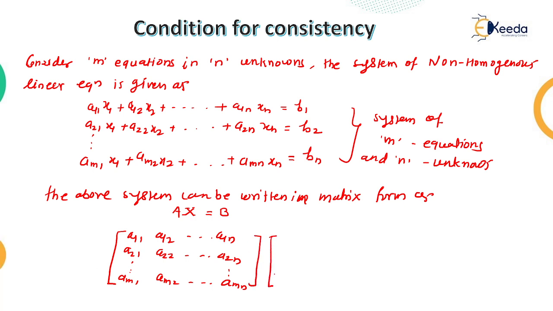After that you take the matrix X, capital X, as the matrix of unknowns, this is x1 x2 and so on xn, and the matrix B is taken as the RHS matrix. B takes the values b1 b2 and so on bm. We take the above system of non-homogeneous linear equation, that is m equations and n unknowns, in the form AX equals B. For reference we call this equation number 1.